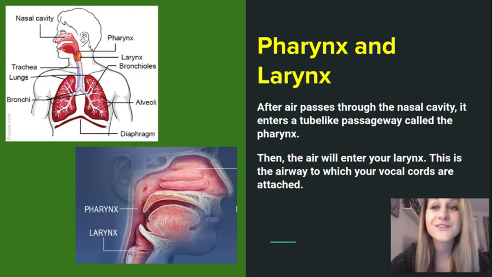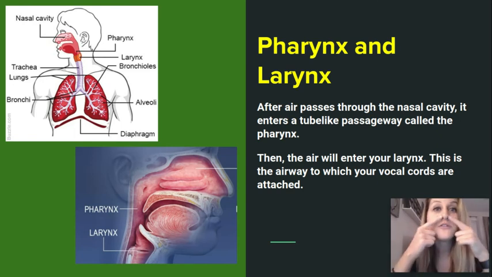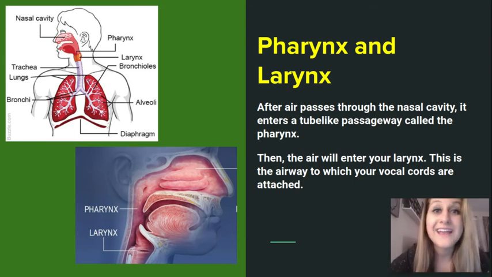After air passes through the nasal cavity, it enters a tube-like passageway called the pharynx. So we know that when you breathe, you inhale through your nostrils on the front of your nose, and then from your nostrils, just beyond it, you have your nasal cavity. After air passes through your nasal cavity, it enters that first tube called the pharynx.